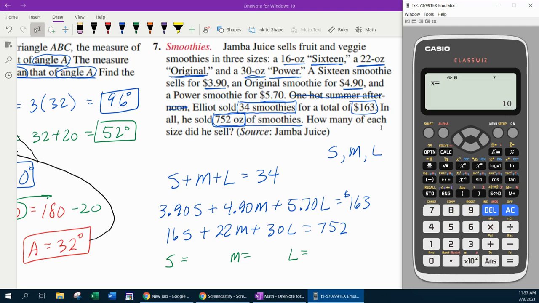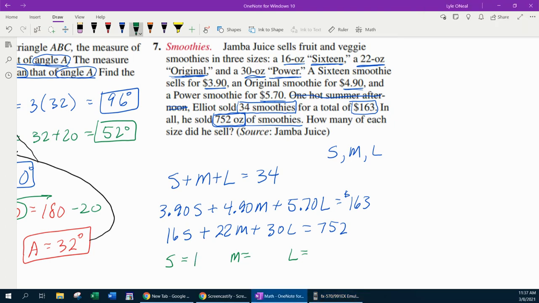So how many smalls were sold? 10 small, 16 medium, 8 large. There's the solution to this particular problem.